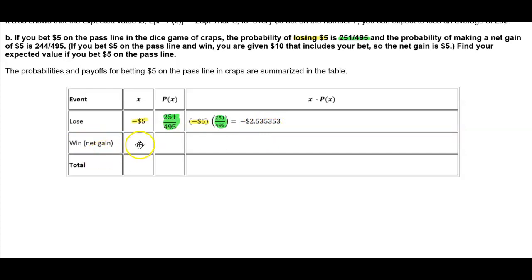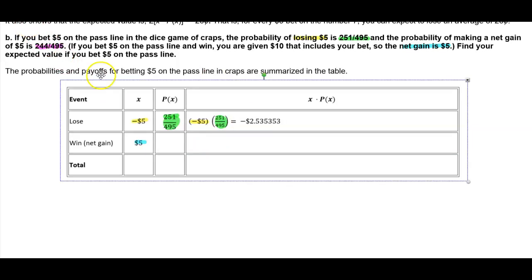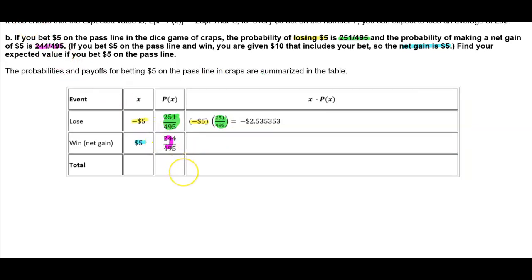Now let's take a look at the next event. The next event is winning. So what is the net gain if you win? Well, they told us that the net gain is going to be $5, so we know it's going to be $5. And what is the probability of that net gain? Well, that probability of that net gain is 244 over 495. So now let's go ahead and calculate. So we take that $5, multiply it by that 244 over 495, and we get 2.464646.